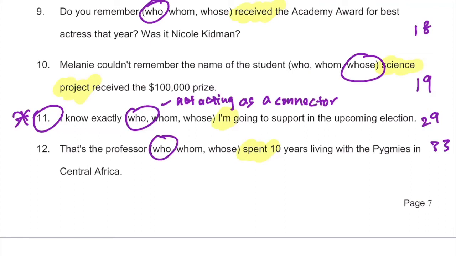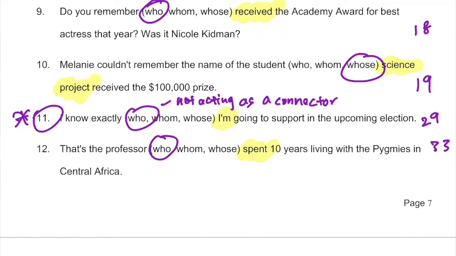You are absolutely right. It's a noun, but are you sure or not? Why do you think it's a noun? Are you guessing or do you know? I'm not guessing. Okay, can you explain to me why it's a noun? Because I know exactly who. So the who is referring to the person, which is a noun. What do I know, right? Or who do I know?